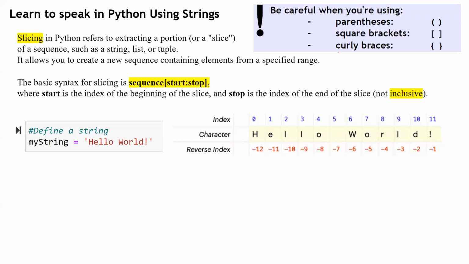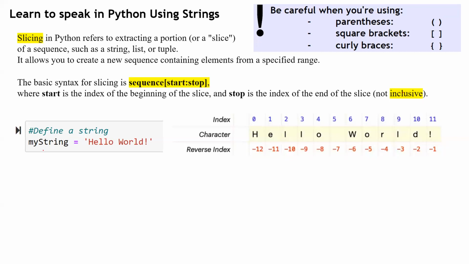Now that we introduced indexing, we are interested in slicing in Python. Slicing in Python refers to extracting a portion of a sequence. The basic syntax for slicing is the sequence, open and close bracket, start, colon, and stop. Start is the index of the beginning of the slice, and stop is the index at the end of the slice, and it's not included.